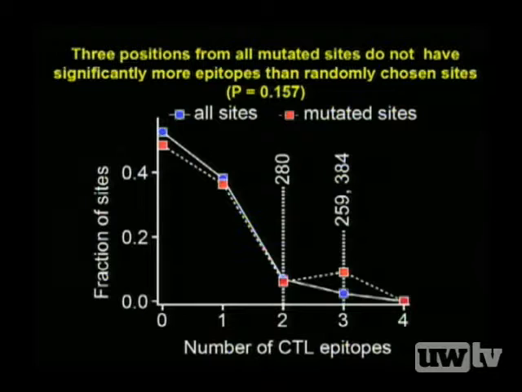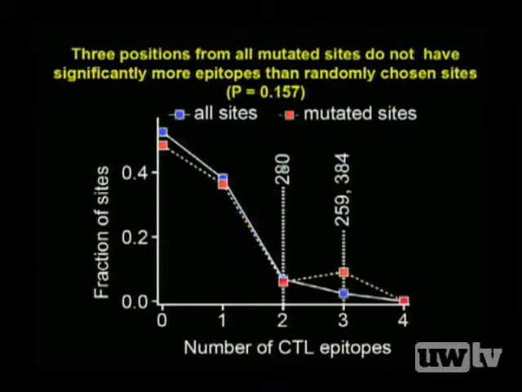What this indicates is that most of the mutations happening in the nucleoprotein do not appear to be significant CD8 T cell escape mutations. That actually corresponds to what we think is the case for influenza, because we think the primary driver of influenza evolution is antibodies, not T cells. But then I told you that experimentally we identified three mutations, at amino acid 280, 259, and 384, that were under this strong epistatic constraint. So these were very difficult mutations for the virus to acquire.